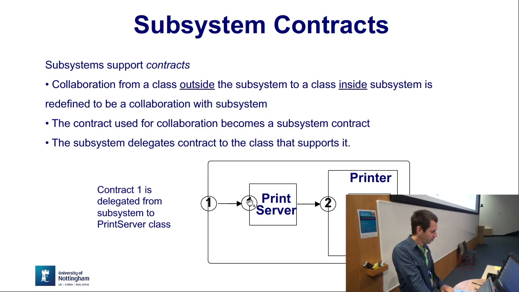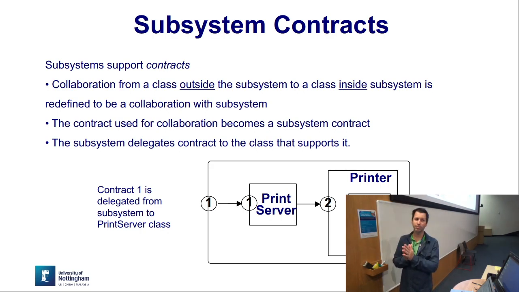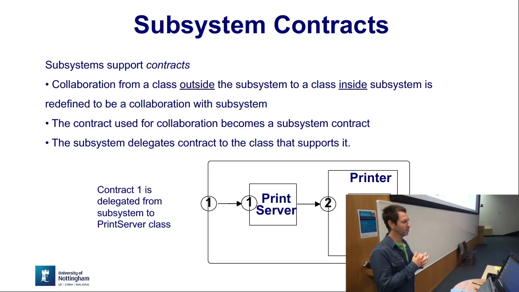The contract used for collaboration becomes a subsystem contract. So instead of communicating and collaborating directly with another class, we're changing the pattern of communication to collaborate with the subsystem rather than directly with the class.